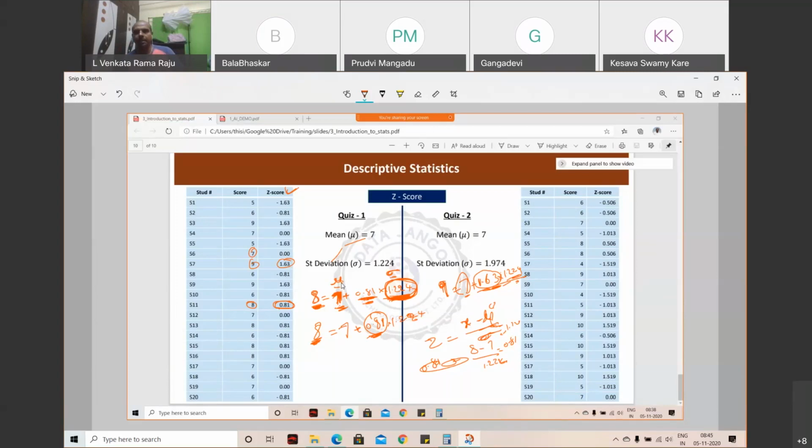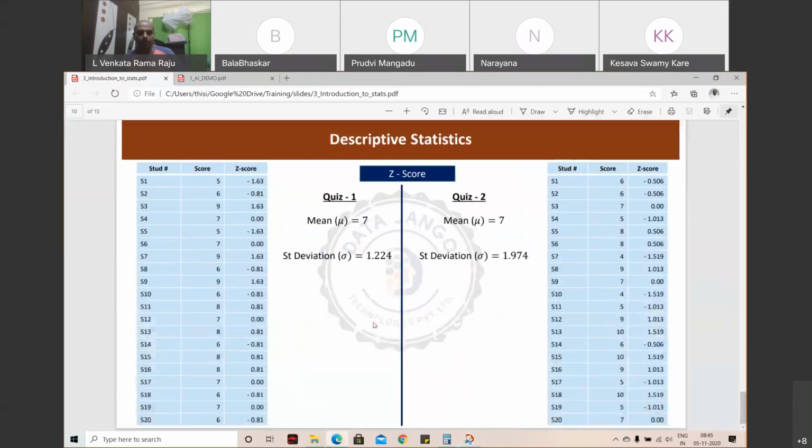Go ahead, Narayana, please ask. No, I understand that. That's what I'm doing. If you don't have any questions, I'll stop here because you need to digest the Z-score stuff. Ganga Devi, you got the point, right?